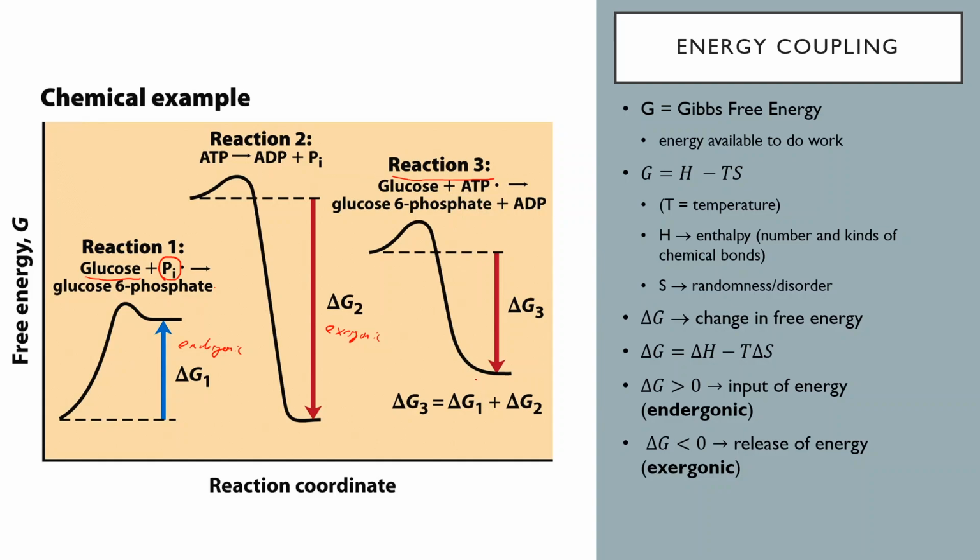And because delta G2 is negative, but the magnitude of that delta G is larger than delta G1, which is positive, the net free energy change, delta G3, is negative, and therefore the net reaction becomes exergonic. So that's what you've done here. You've coupled the energy from one exergonic reaction to drive an endergonic reaction forward.